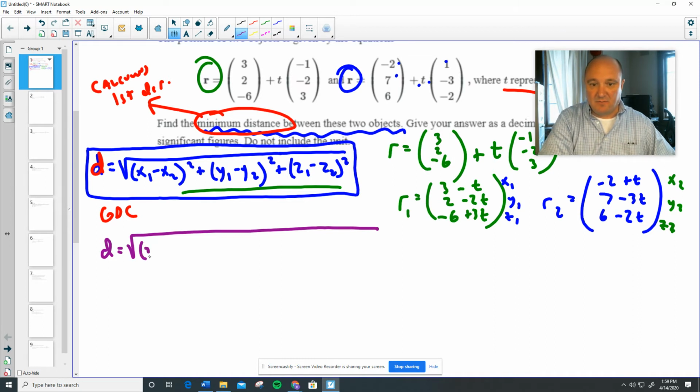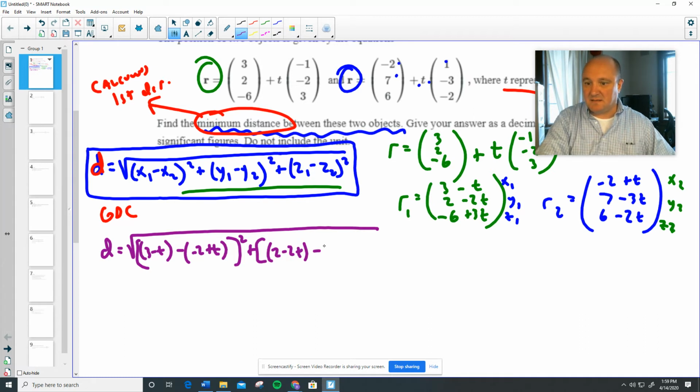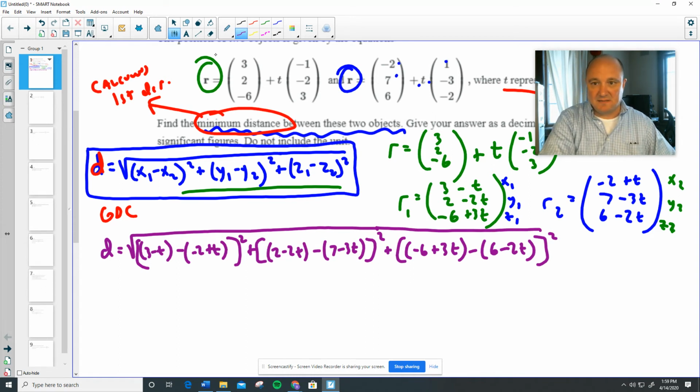So I have 3 minus t minus (-2 plus t), and then this whole thing is going to be squared, plus 2 minus 2t minus (7 minus 3t), and this whole quantity is squared, plus -6 plus 3t. Again, this is z1 minus z2, minus (6 minus 2t). I'm using the parentheses to make sure I remember to distribute the negative through. And this is all squared. So obviously a lot of work to do, but it's all simple algebra.